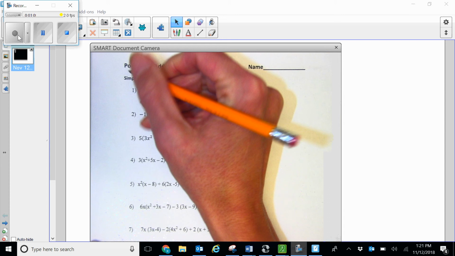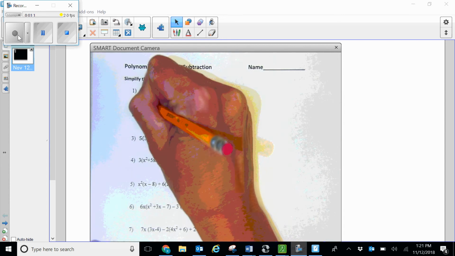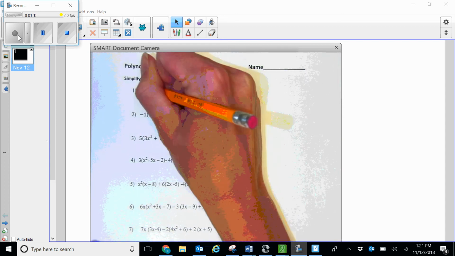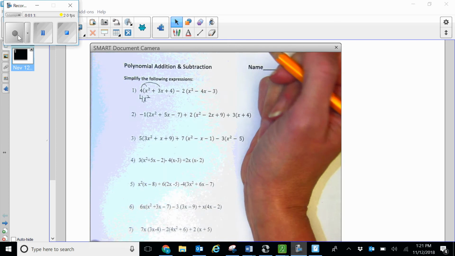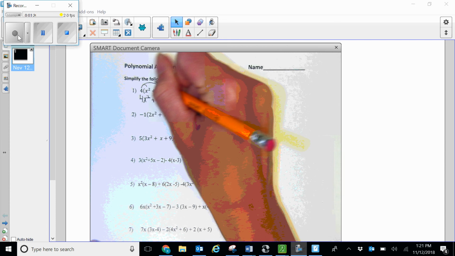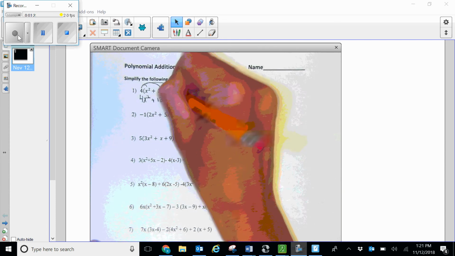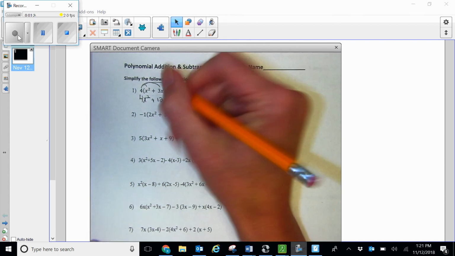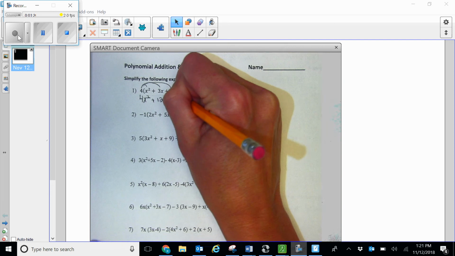4 times x squared gives me 4x squared. And then I multiply that 4 times the next piece. 4 times 3x gives me 12x. And then 4 times the last piece of that parentheses is 4 times 4, or plus 16.